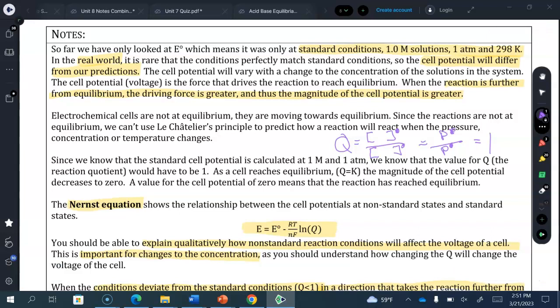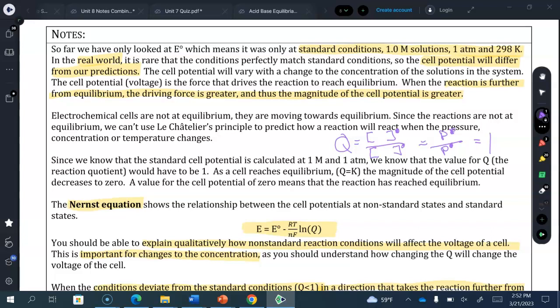Okay, as the cell reaches equilibrium, the magnitude of the cell potential decreases to 0. So E gets closer to 0. A value for cell potential of 0 means that the reaction is at equilibrium.